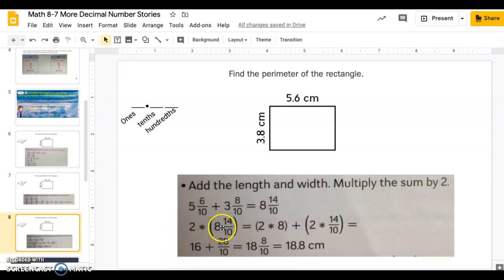Well, 2 times 8 right here is what I'm going to do, the whole numbers, 2 times 8, and I'll add that to the 2 times 14/10. Well, 2 times 8 I know is 16, and 2 times 14 is 28. Keep the denominator the same, so 16 and 28/10 added together gives you 18 8/10. You can see how there's fewer steps when you don't have to simplify there. Written as a decimal, 18.8 or 18 8/10 centimeters then would be the perimeter of this rectangle.